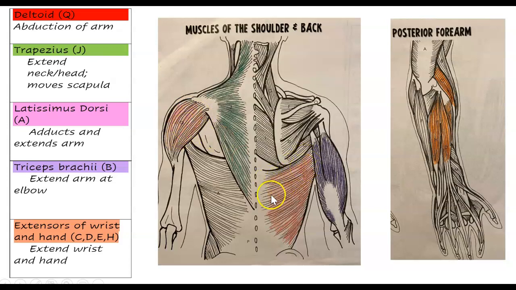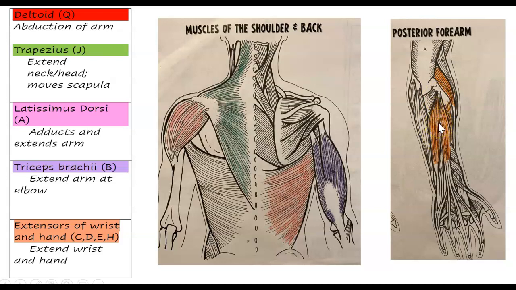The big muscle of your middle to lower back, by area the biggest muscle in your body, is your latissimus dorsi, and it's going to adduct and extend your arm. Then you have the triceps brachii, which is the back of your upper arm. This is going to extend the arm at the elbow. All of this is looking at your body from a posterior view, so this is all the back, right? This is the back of the upper arm, and then this is the back of the lower arm.